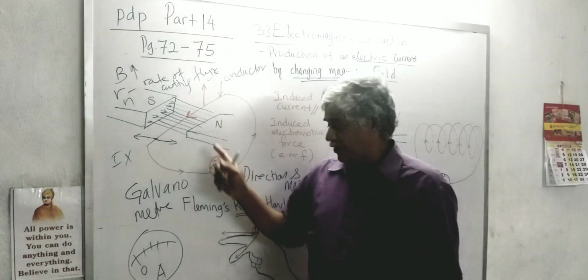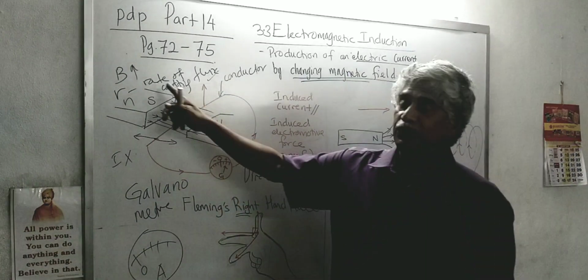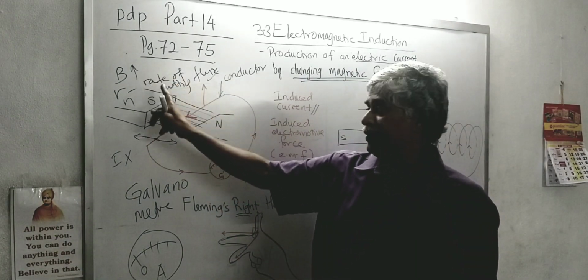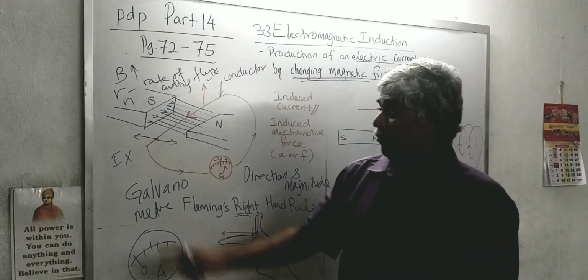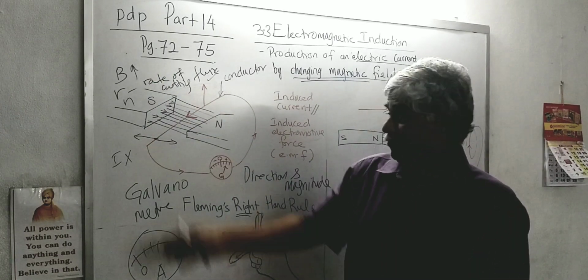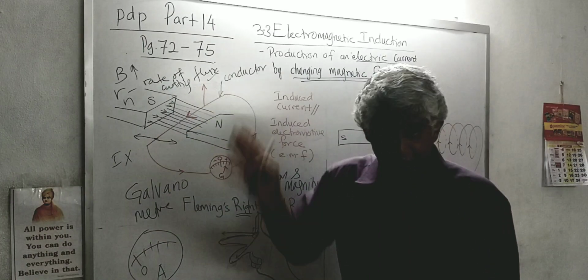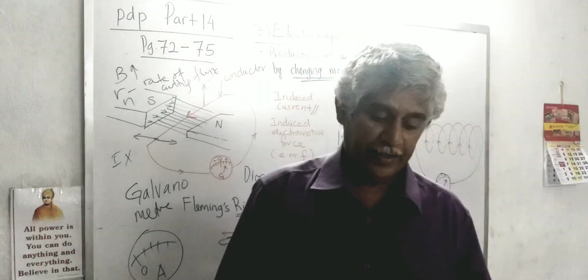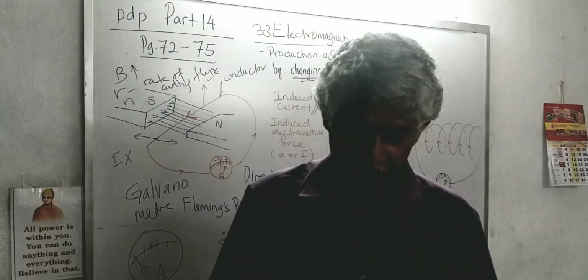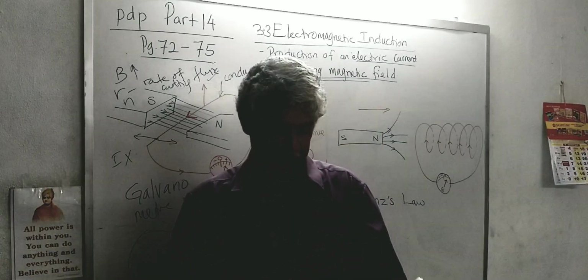So number 1 is the direction of current, Fleming's right hand rule. Number 2 is the magnitude of current. You use a stronger magnet, more wires, and higher speed. You cut it very fast, and when you cut it very fast, you get more current. Okay. So these are the things that you have to know for today's lesson. It's a rather short lesson, as I told you.